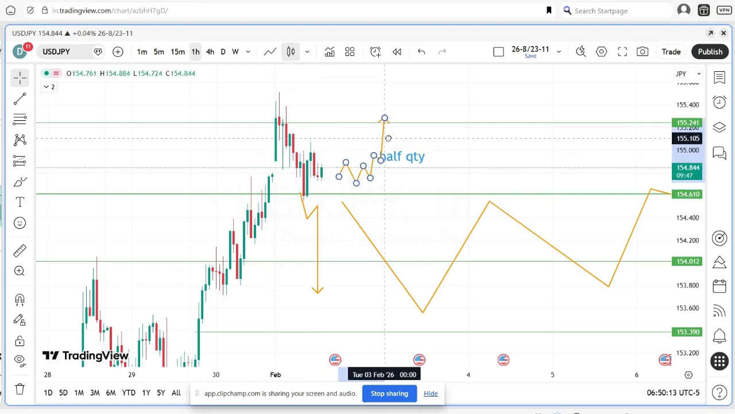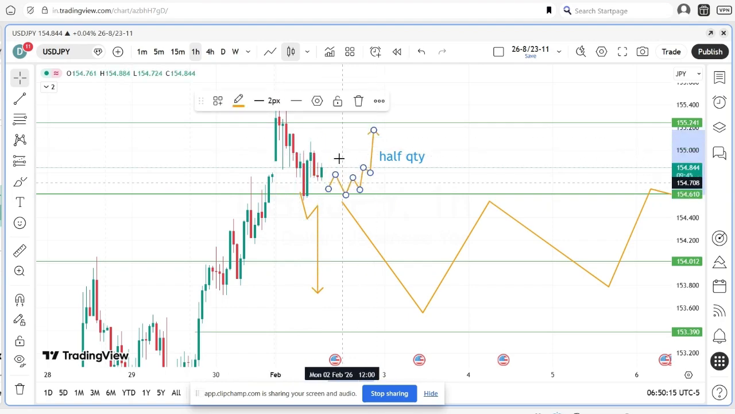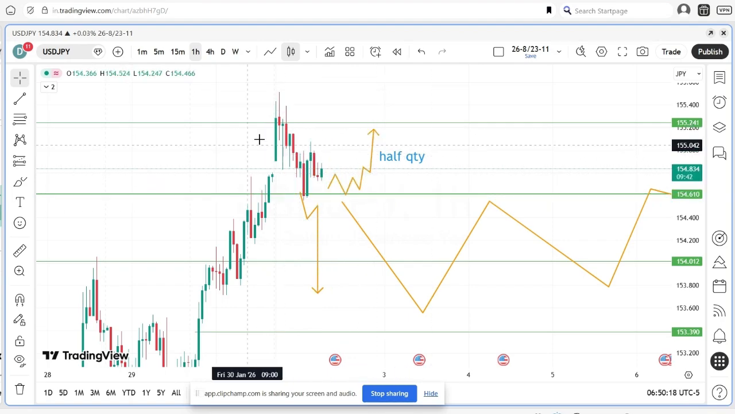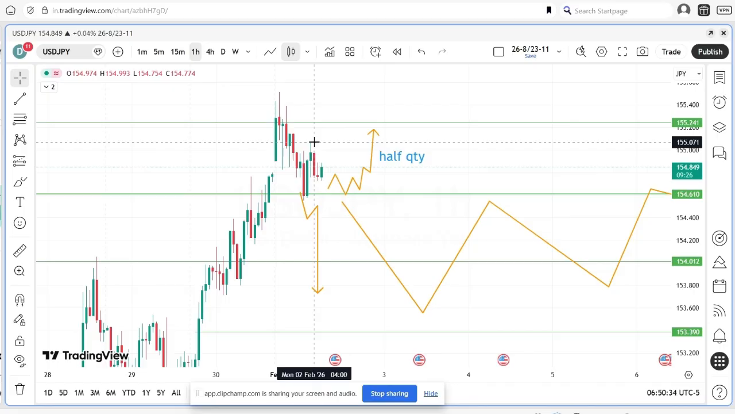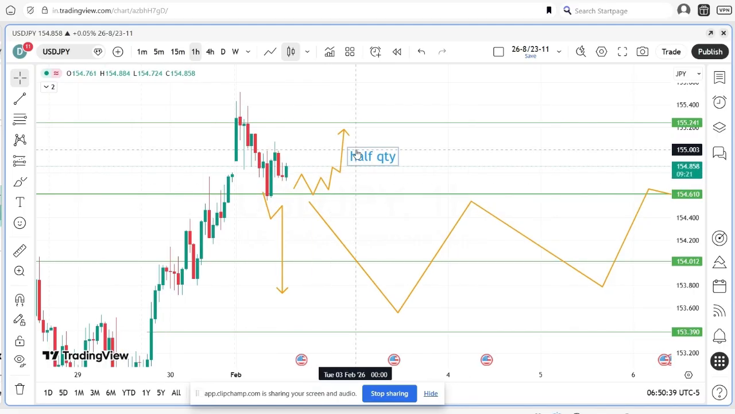As we discussed in our previous video, I had told that we have to look for buying opportunities above this level in half quantity, but it opened gap up. And now it has come down and took support from here. It went 50% to 80% in our direction and then gave a complete reversal move. So still we'll be looking for buying opportunities, taking in half quantity only.